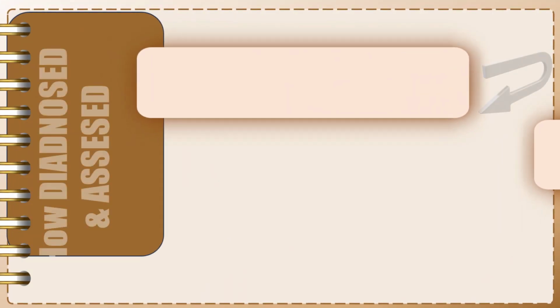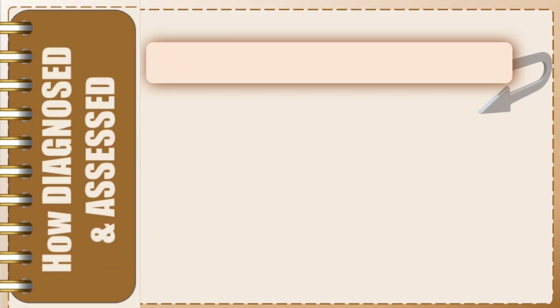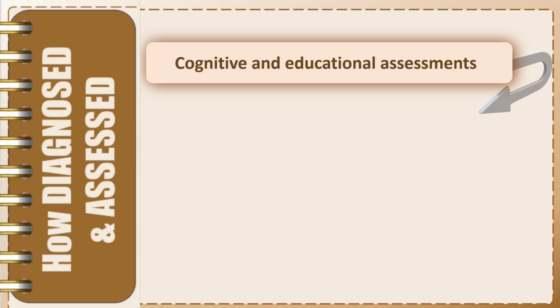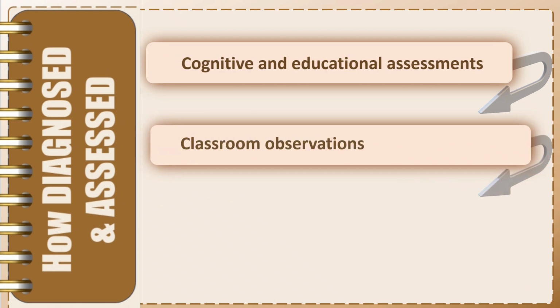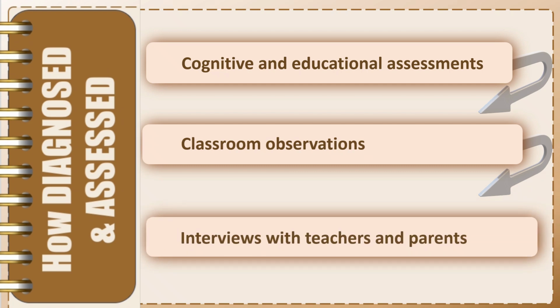In educational settings, dyscalculia is diagnosed and assessed using a mix of cognitive and educational assessments to check skills and processing, classroom observation to see how the student approaches math tasks, and interviews with teachers and parents to get more information about their struggles. But there are challenges in diagnosing it. Dyscalculia can look similar to general math struggles or other learning issues like ADHD, and symptoms can vary from person to person. It's not always easy to spot, and that's why careful and detailed assessments are important to identify dyscalculia accurately and provide the right kind of help.